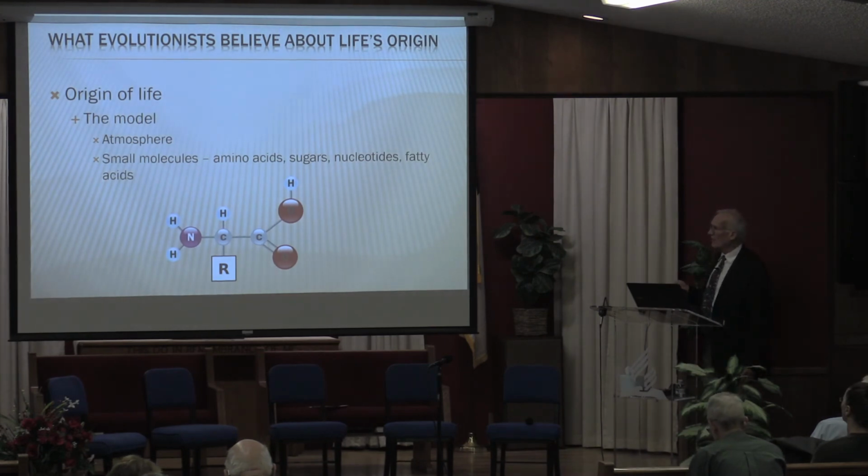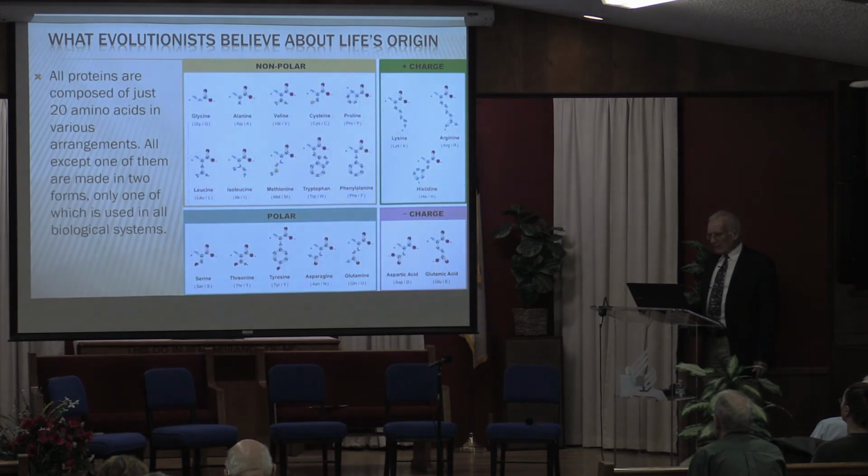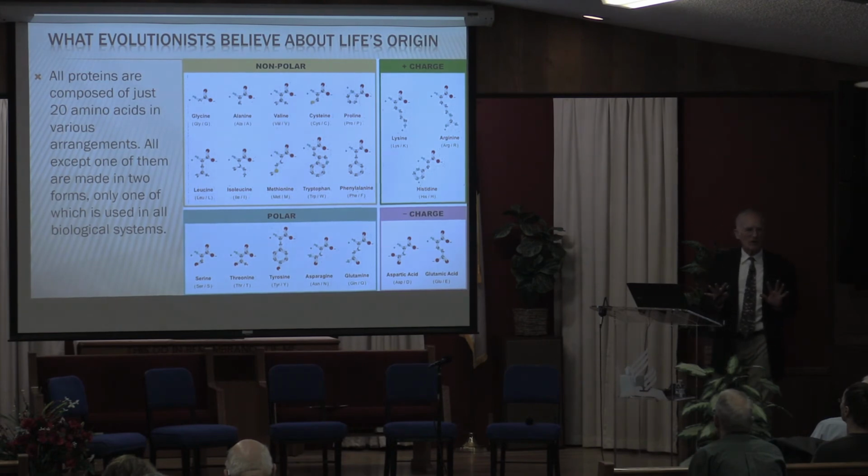Now, these are important because this group right here is called an amino group. This group right here is called an acid group. That makes an amino acid. And amino acids make proteins. Well, there are hundreds or thousands of amino acids you could make, but only 20 of them are involved in proteins, all proteins of all animals.